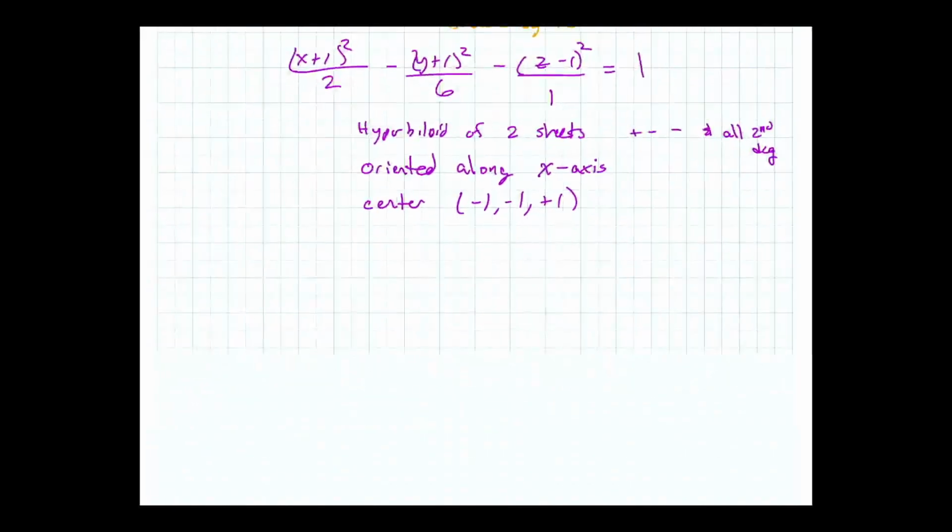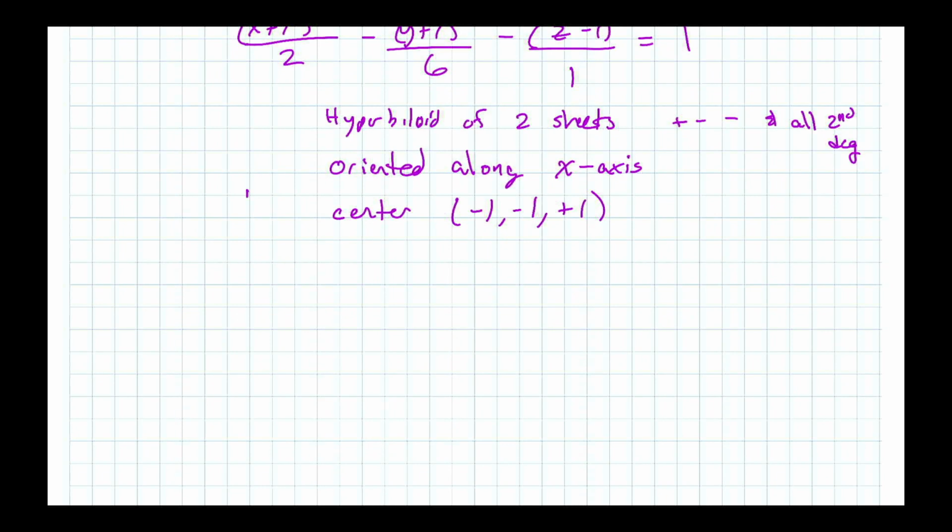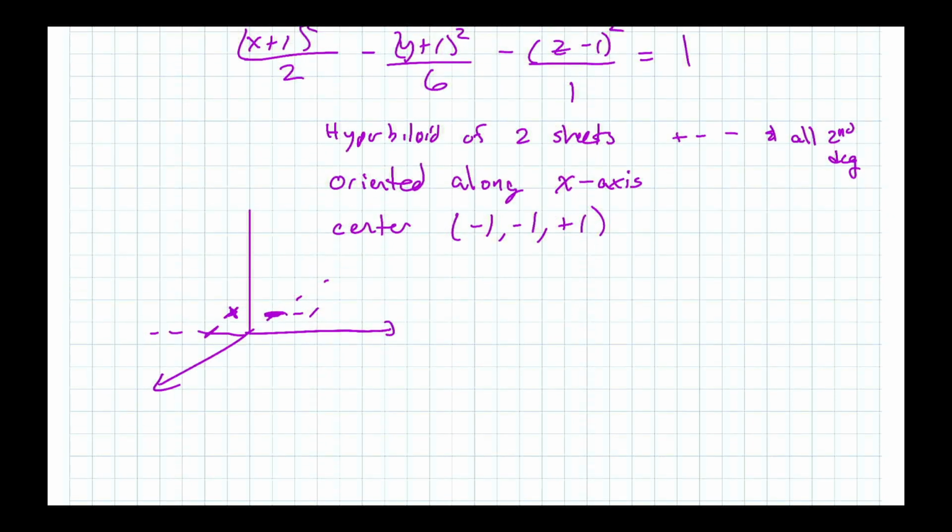Okay, so actually you can draw this pretty well. Like I know already that this is a hyperboloid in 2 sheets. So it's 2 pieces. I know the center is at -1 in the x direction, which is back here, -1 in the y direction, which is to the left. So we're back here so far. And then +1 in the z-axis. So that's actually up. So that's that way, and then up 1. And that's the center. However, it's a hyperboloid of 2 sheets and oriented along the x-axis.